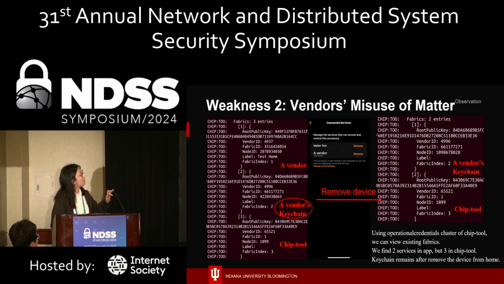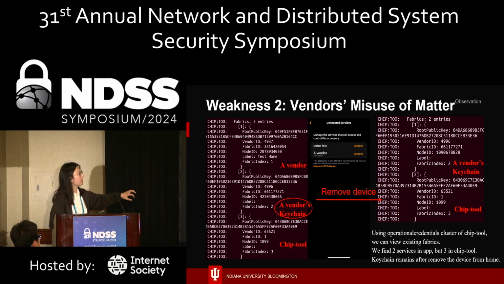For the second weakness, this is because vendors use Matter not so correctly. This is based on some observations. If we're trying to pair our Matter device with some vendor's app, and we're trying to pair the Matter device with ChipTool, we can find some differences. In the app, we can see two control channels, including the app itself and the ChipTool. But in ChipTool, we can see three control channels. The first one is the app, and the third one is ChipTool. What is the second one? We check the vendor ID of this and find it's the app's keychain. This means if we're trying to pair the Matter device with the app, it will have two bindings. And the second one is hidden, the keychain one. This is the first problem.